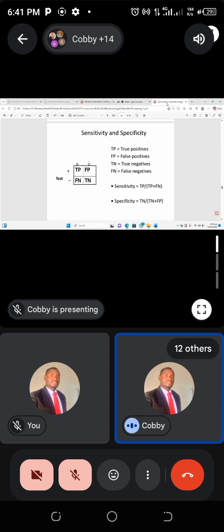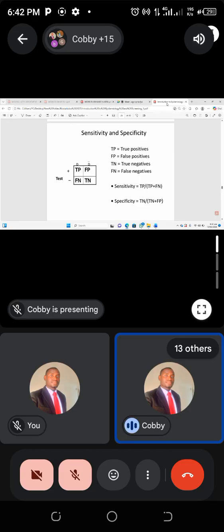So now, in our test, it is possible to have people who have the disease, but when we do the test, the result comes out to be negative. Okay? It is also possible to have people who do not have the disease, but when we do the test, the result comes out to be positive. Okay? But they don't have the disease. So that's where we have the issue of true positives.